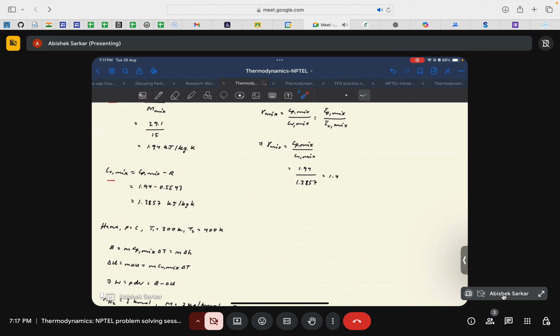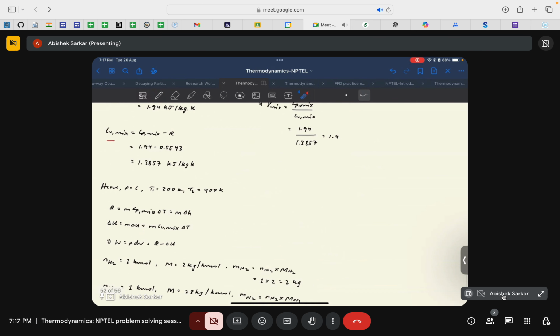Now the question was, the heating was done at a constant pressure process from 300 to 400 Kelvin. So Q would be m Cp mix delta T. It's a constant pressure heating for an ideal gas, so that should be equal to the net change in the enthalpy, m delta H. The change in the internal energy would be m delta U, or m Cv mix delta T. This is valid for ideal gas only. And work done, from the first law, would be the net heat interaction minus the change in the internal energy.